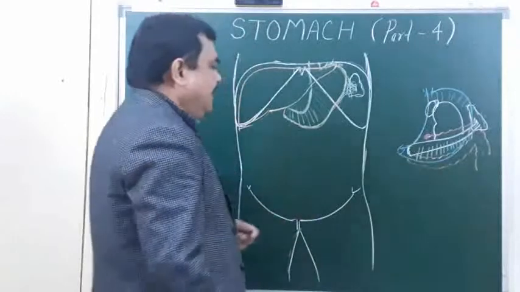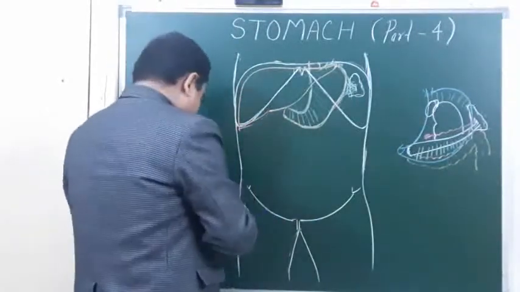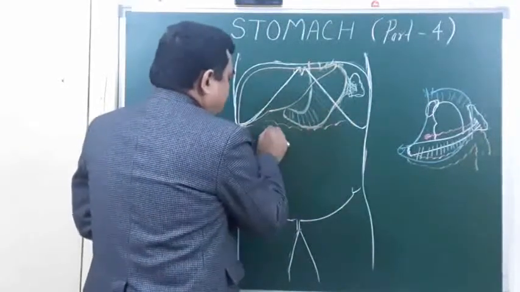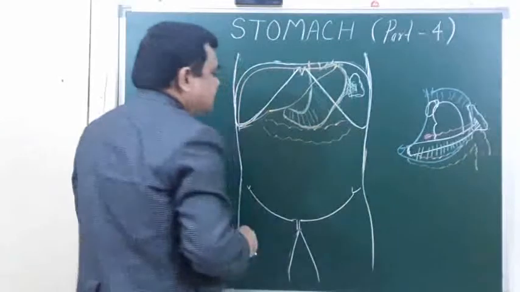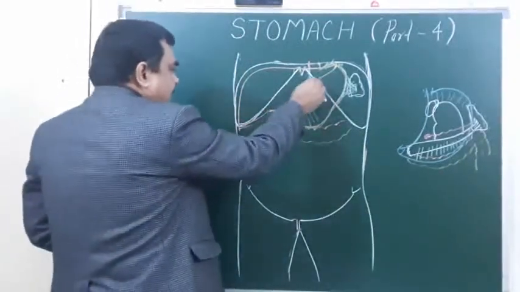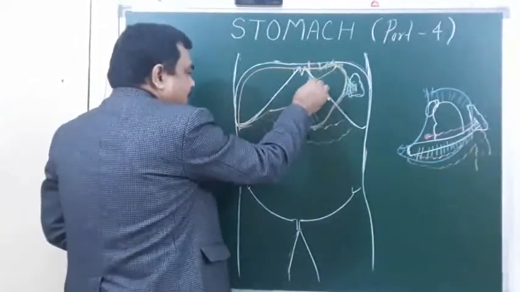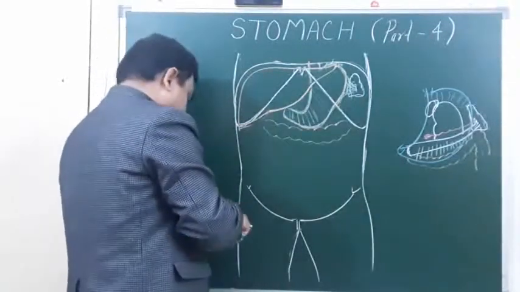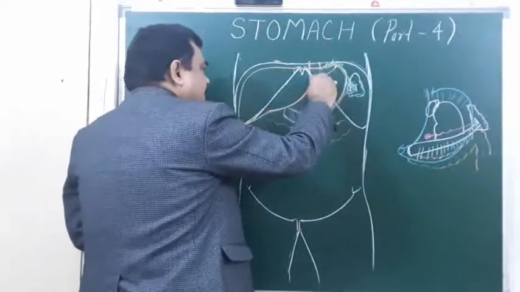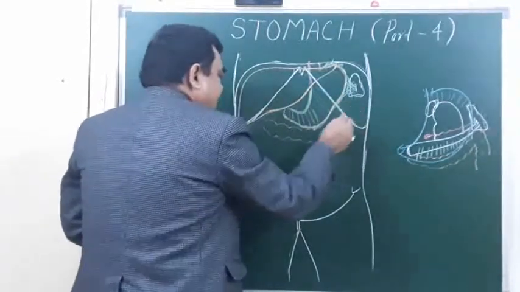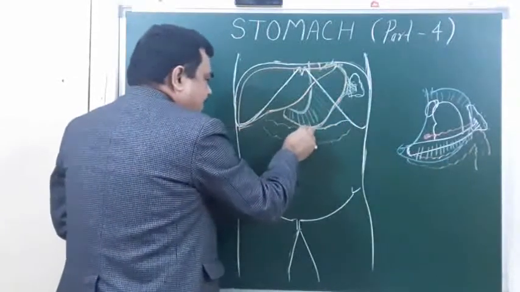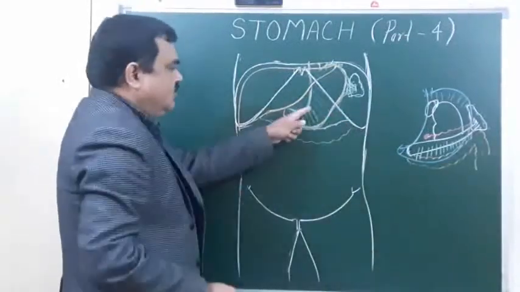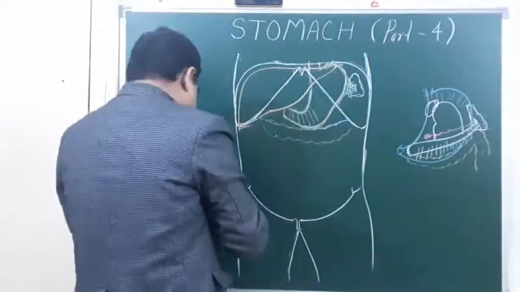And one important thing, if you make this diagram, here is the position of the transverse colon, and here this is the inferior border of the liver. Here is the left costal margin, and this is the transverse colon. The triangle is formed here. This is known as the gastric triangle.